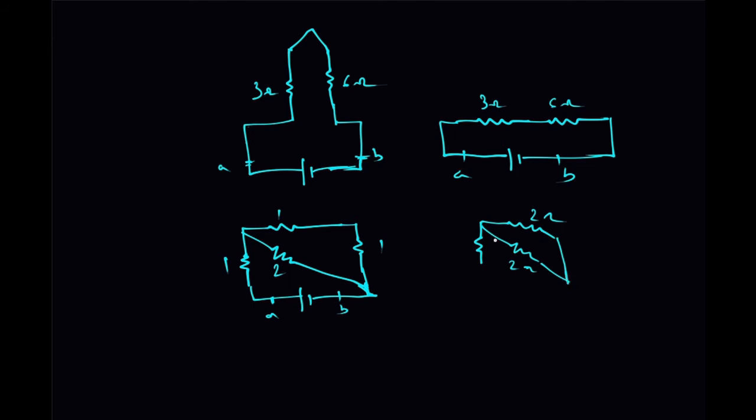They are connected in parallel. This is point A, this is point B. You can find the equivalent of these two: 2 into 2 divided by 2 plus 2, that is 1 ohm. So the equivalent of these two is 1 ohm, and this is 1 ohm. So 1 plus 1, it will be 2 ohm. So between A and B, it is 2 ohm.